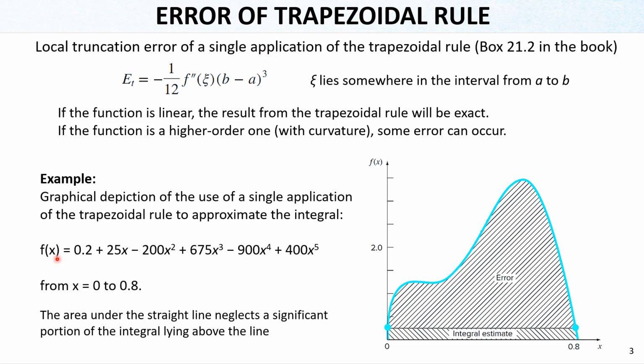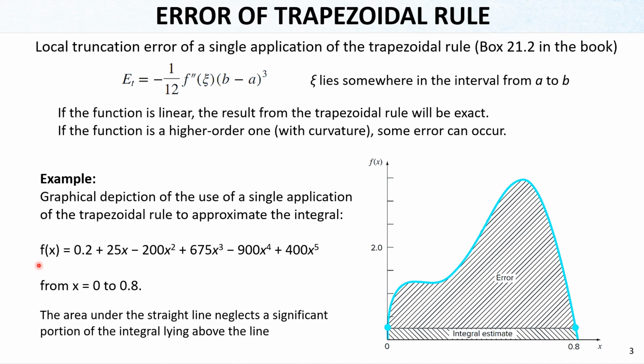Let's show an example. We have this function which is in fifth order, and we want to use trapezoidal rule between a and b, which are 0 and 0.8. You can see the graph of the function. 0 is here and the function value is here. 0.8 is here and the function value is here. So when we want to have a linear function approximation, we combine these linearly. Then the area underneath here is the integral estimate. But the actual area is this.